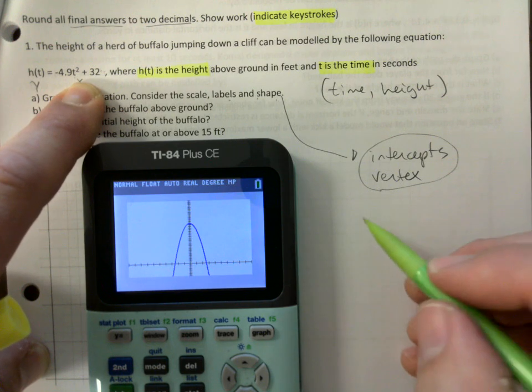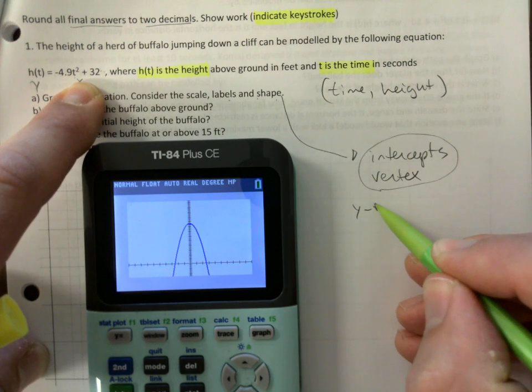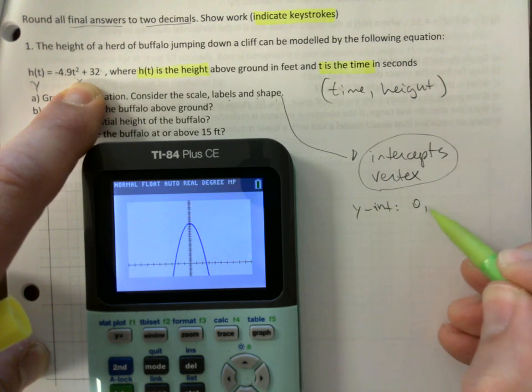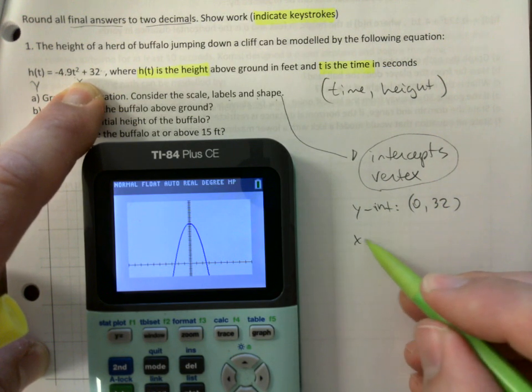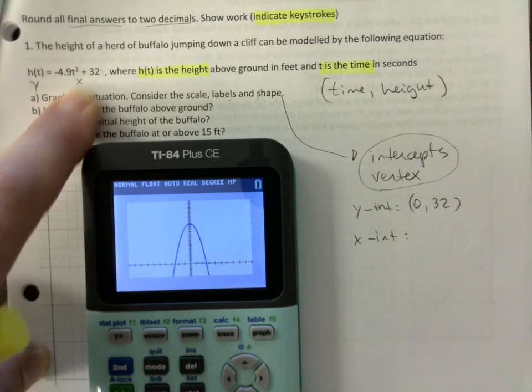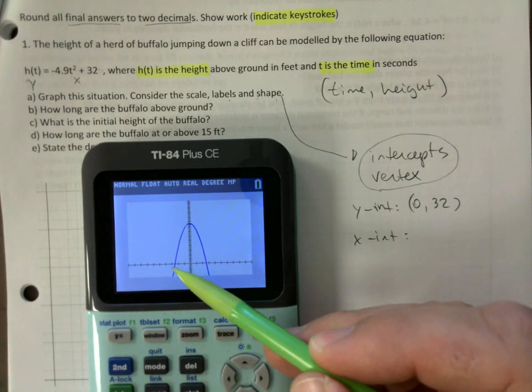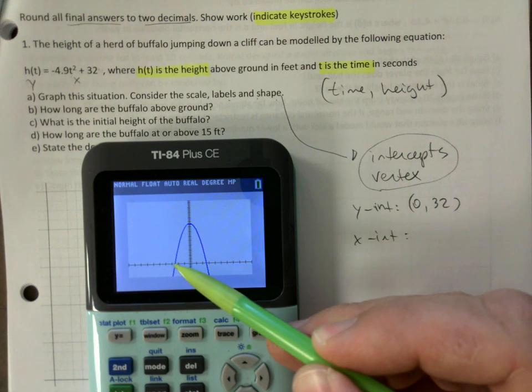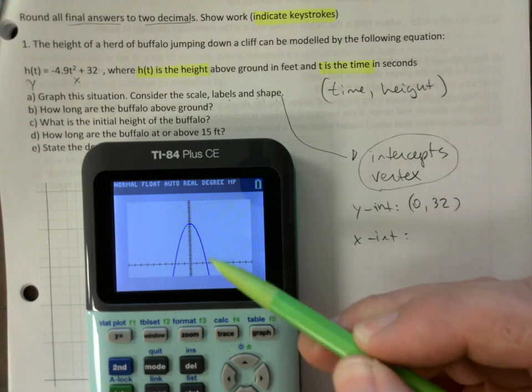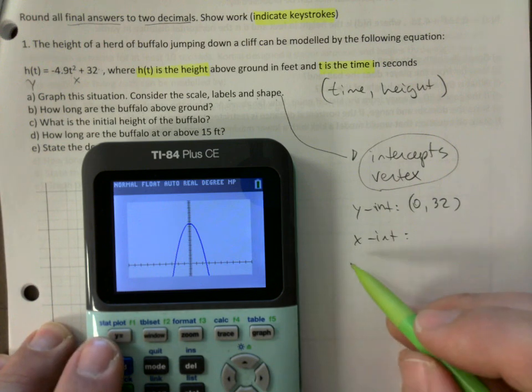Okay, so let's find the y-intercept. Let's do that first. This is (0, 32) because it's in general form. The x-intercept. Would we care about this x-intercept here? In this case, we wouldn't. It's a word problem. We can't have negative times, so we'd only worry about this one. So let's figure that out.